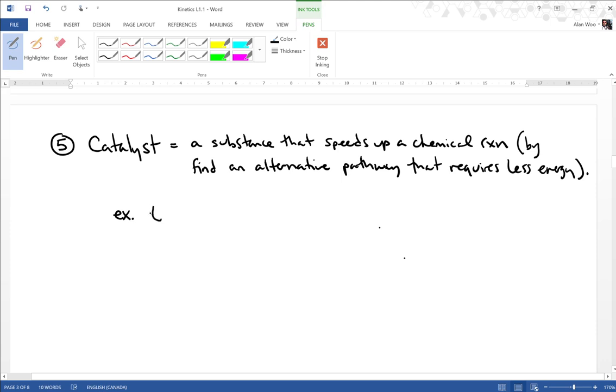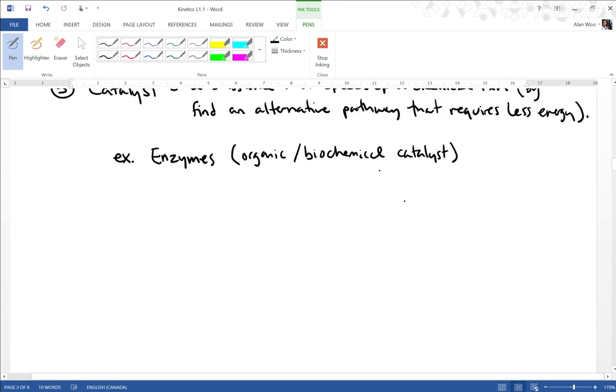So the one that I have in mind is enzymes. Enzymes are typically organic/biochemical catalysts, meaning that they only work on chemical reactions that happen in living organisms.